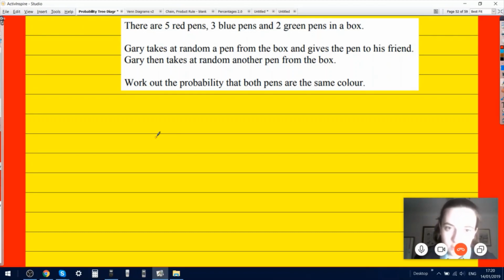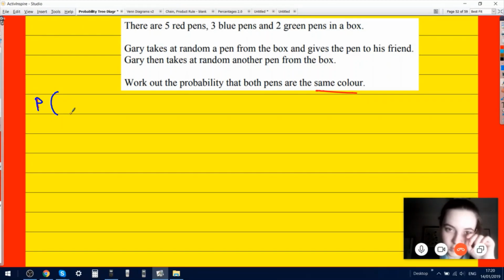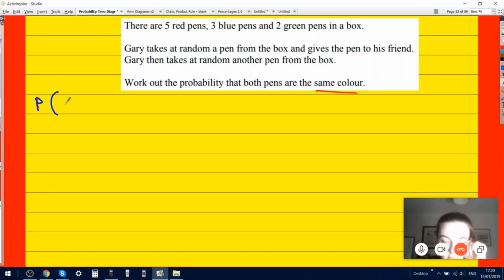So it would be red plus blue, or same plus color? Oh, same color. Red plus red, and then blue plus blue, and then green plus green.